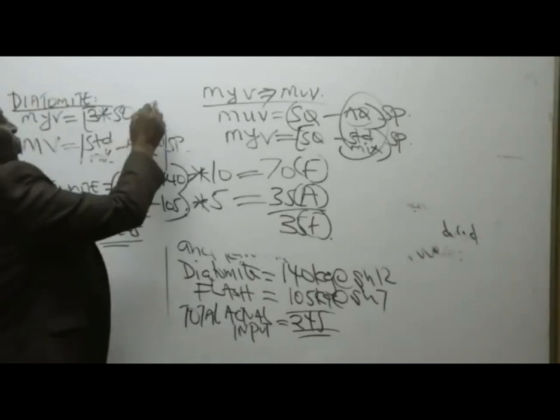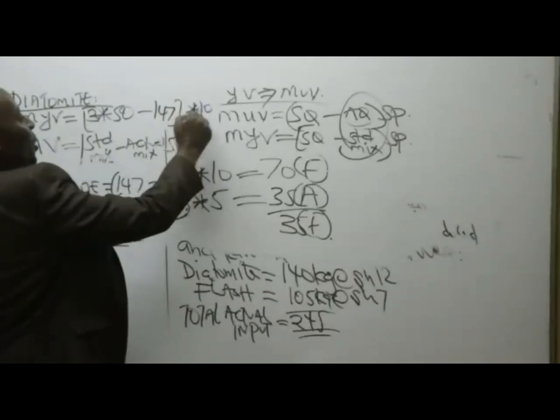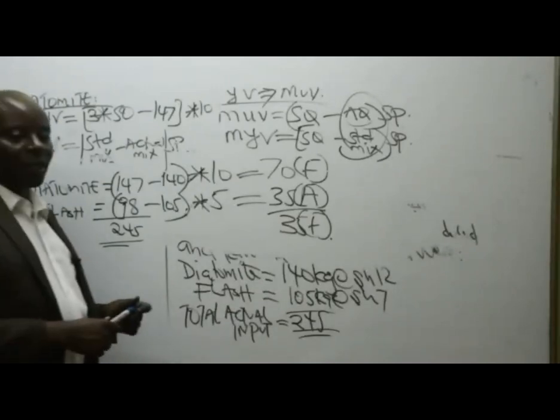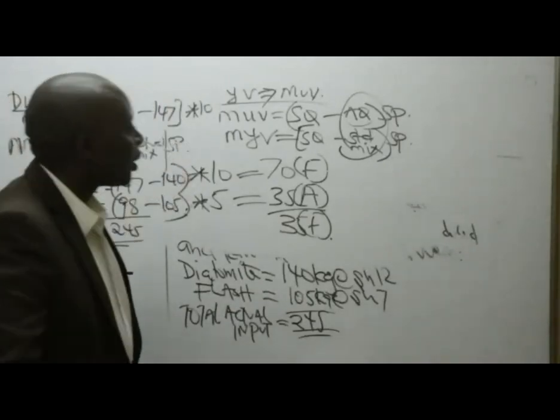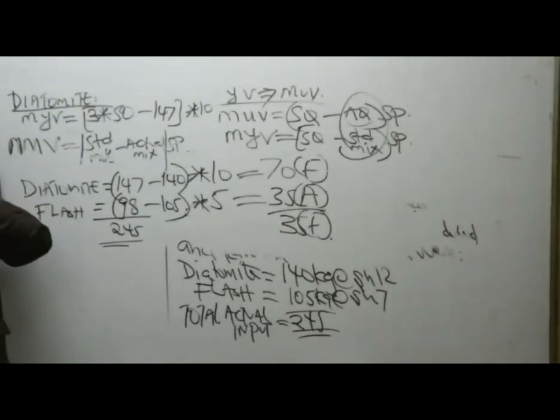147, thank you very much. Minus 147 times, outside here we have the standard price per kilogram, which is 10. Thank you very much. So please go ahead and do the same for the other one, which is called the flash.